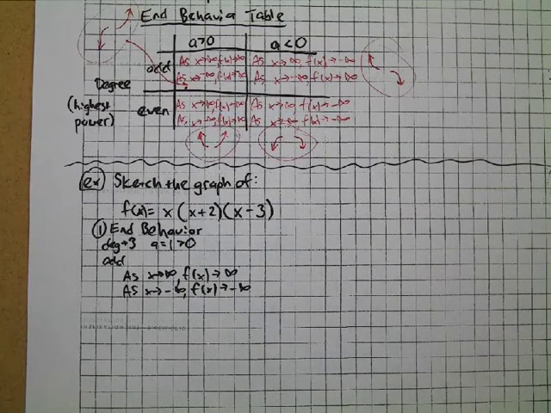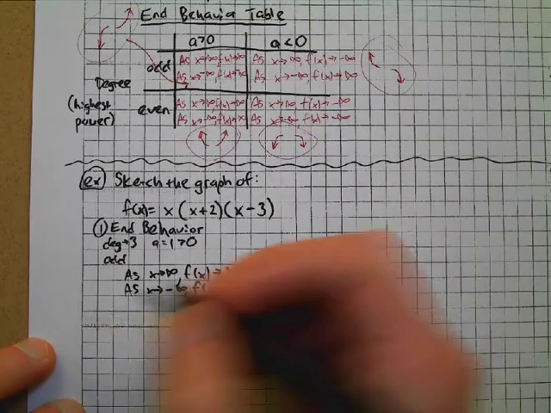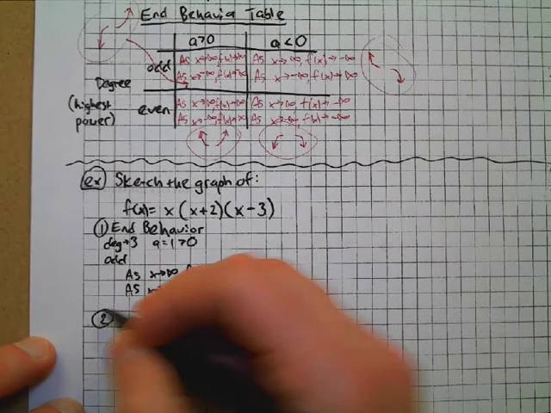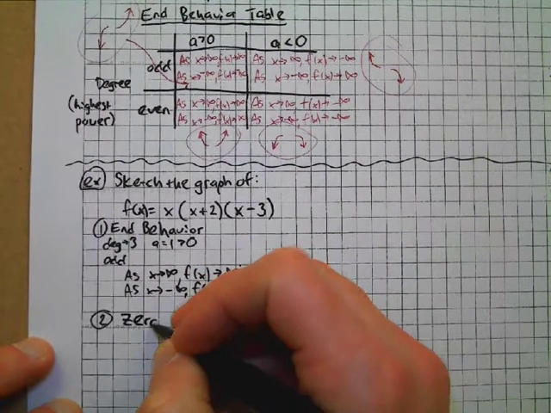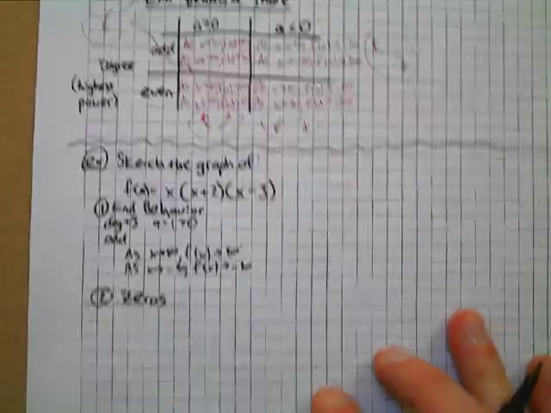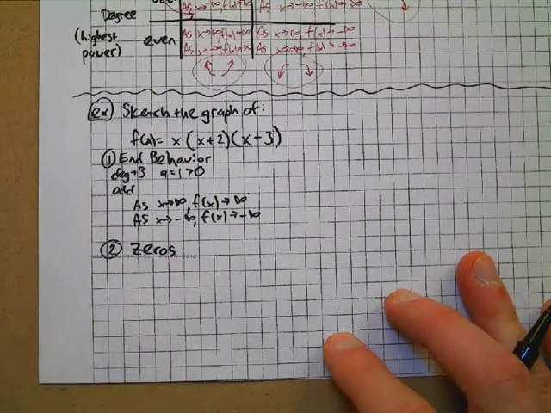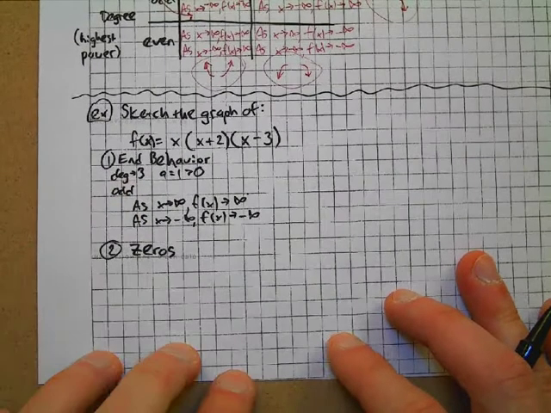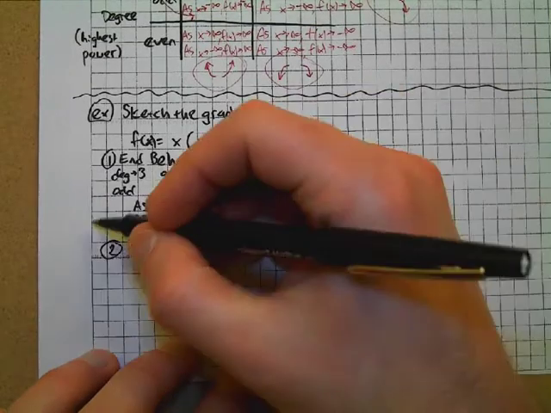All right, but the problem is we have the end behavior. We don't know what's happening in between, right? And here's how we're going to figure that out. We're going to find the zeros next. Okay, so there's our end behavior. We're going to use that in a second here. Again, it's going to look something like this.